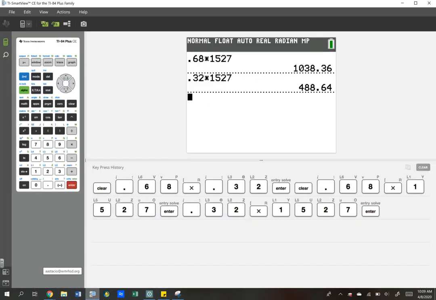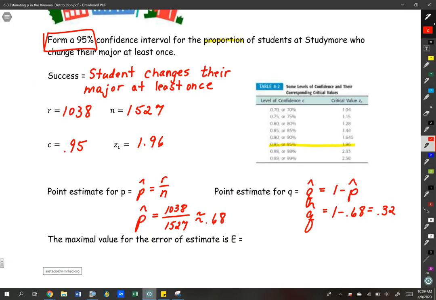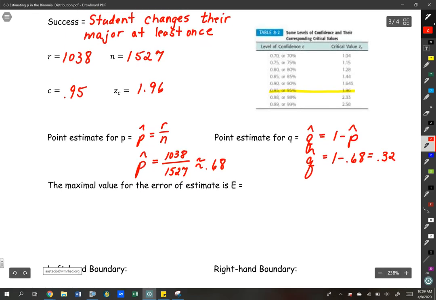And I have here p hat times n, and I'm getting 1038, definitely greater than 5, and 0.32 times n, which is 488, definitely far greater than 5. Now, as far as that step goes, I can pretty much guarantee you I'm not going to pick anywhere it's not going to be greater than 5, but I just wanted to show you that for this problem. Now, how do we find E?